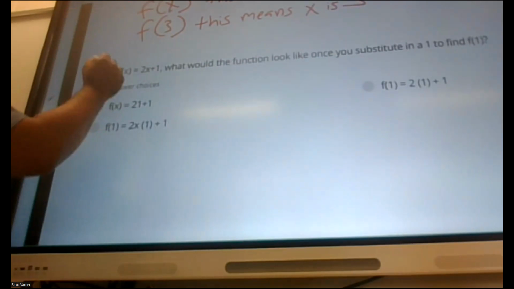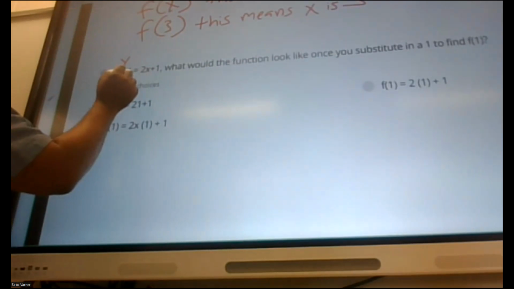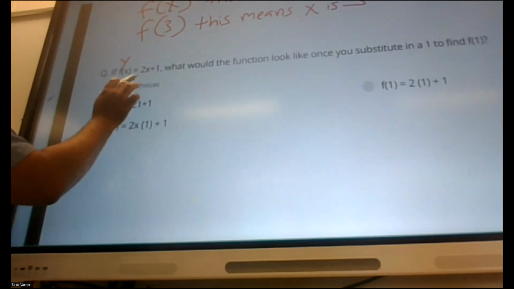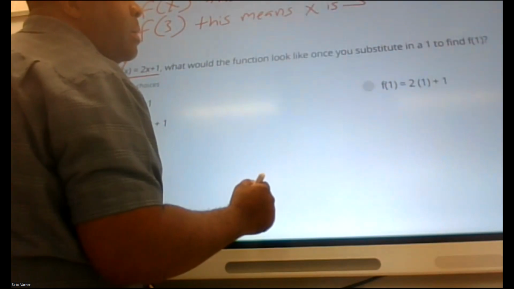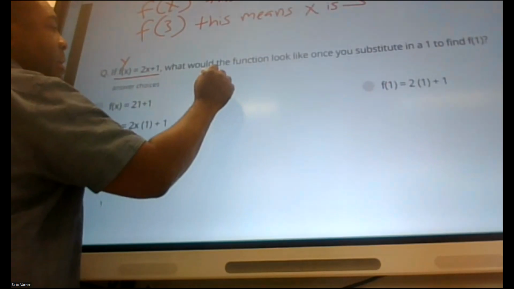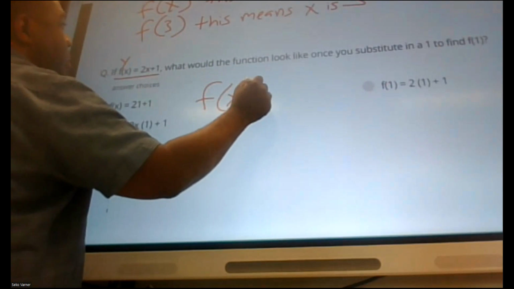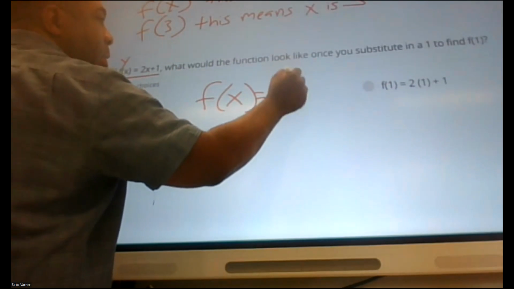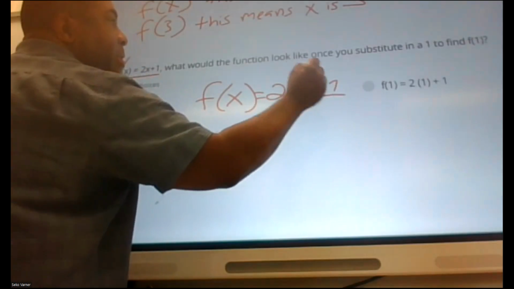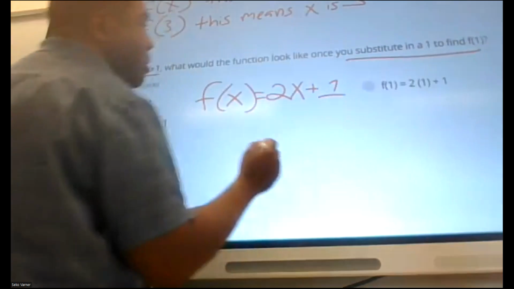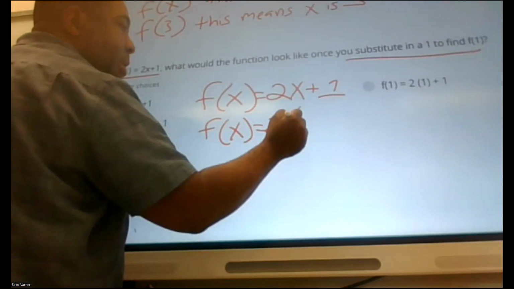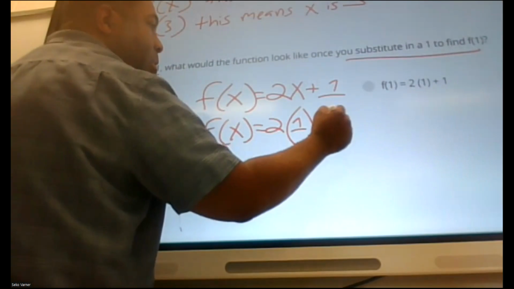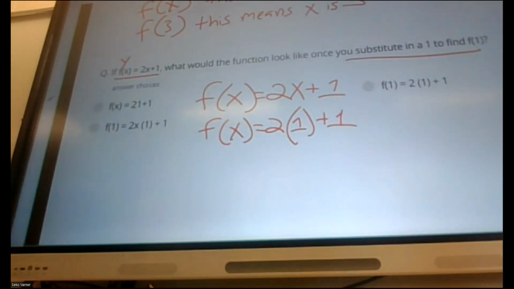So if f of x, or y, equals 2x plus 1, what would the function look like when you substitute 1? Okay, so now I'm going to say f of x equals 2x plus 1, and it says substitute a 1. So now I'm going to say f of x equals 2 times 1 plus 1. That's what it would kind of look like. It didn't say solve it. It says what would it look like. And so it doesn't look like that.